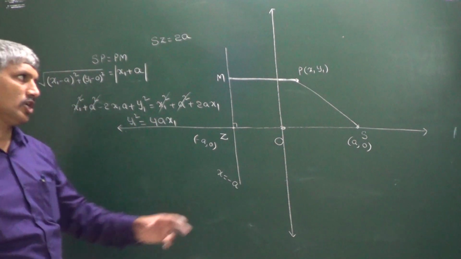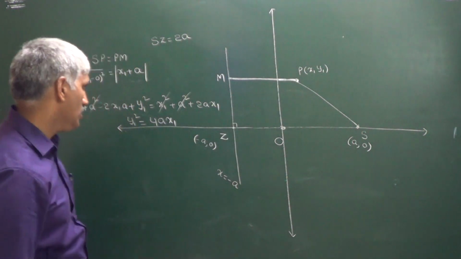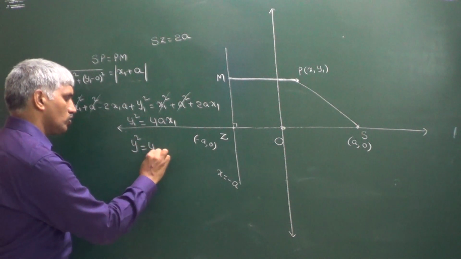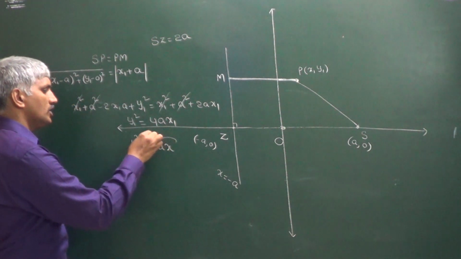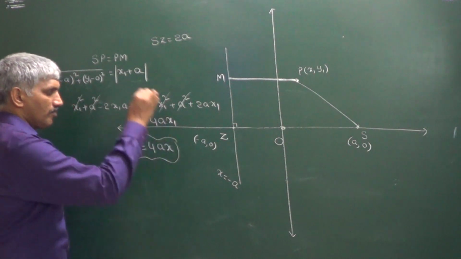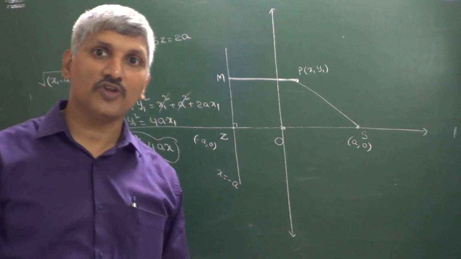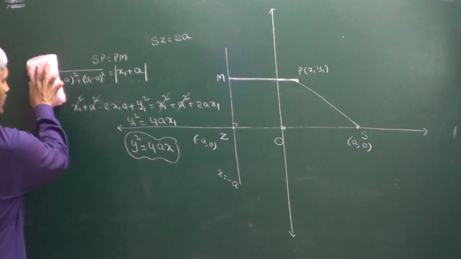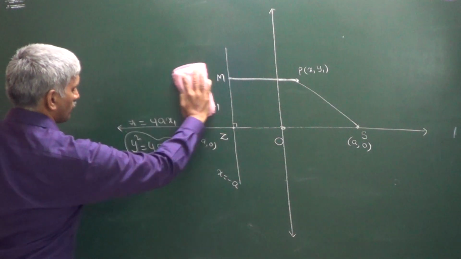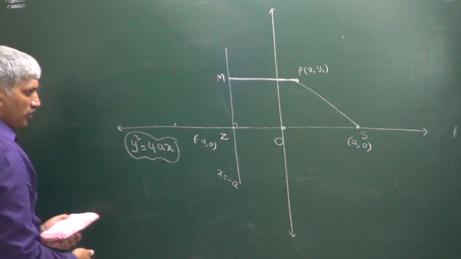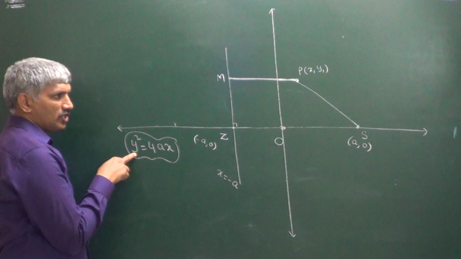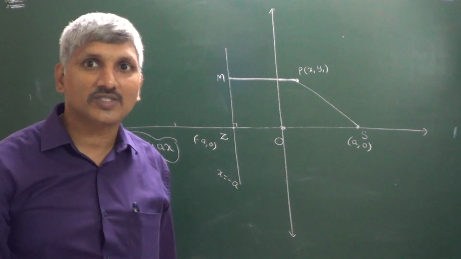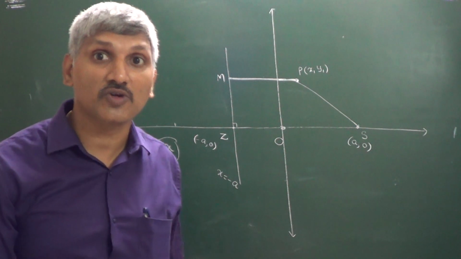But we have to find out the locus of a point P (x1, y1). Therefore the locus of a point P (x1, y1) is y square is equal to 4ax. This is the standard equation of a parabola. Now based on this standard equation of a parabola, y square is equal to 4ax, we got the equation, but how was the graph for this? How to find out the graph for this?